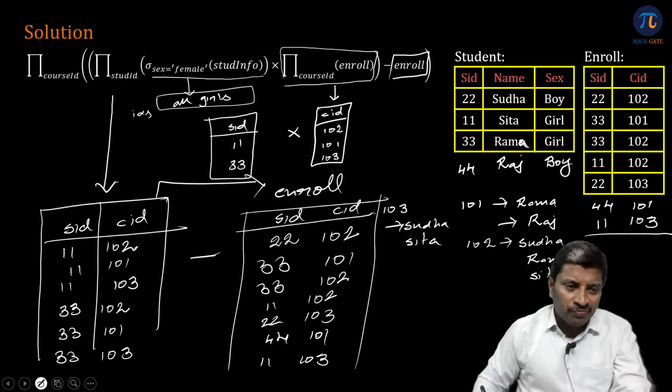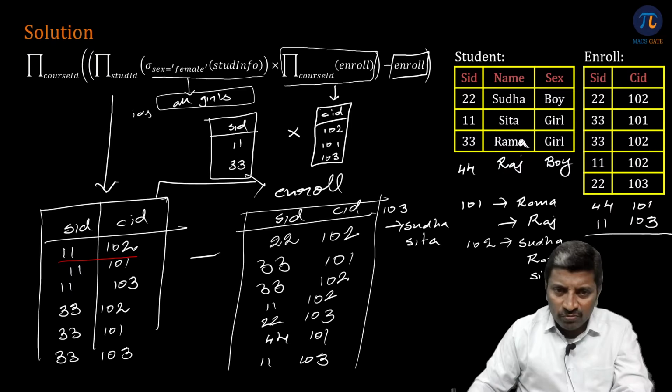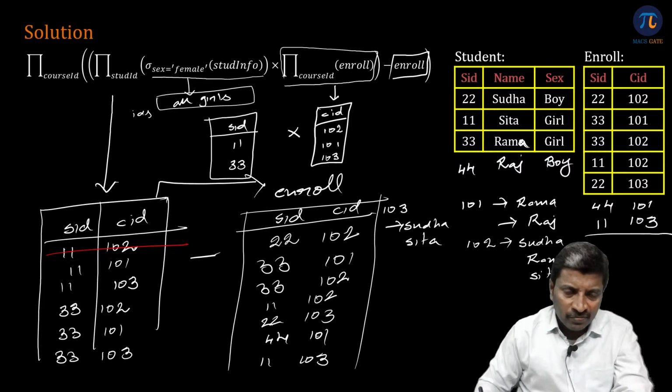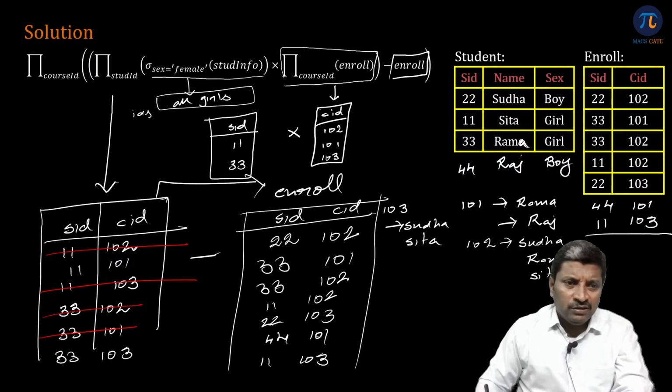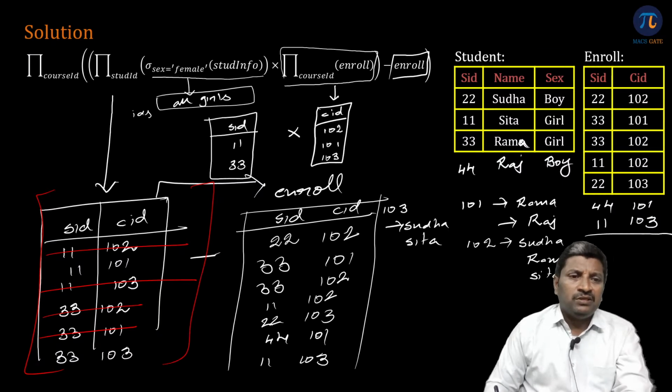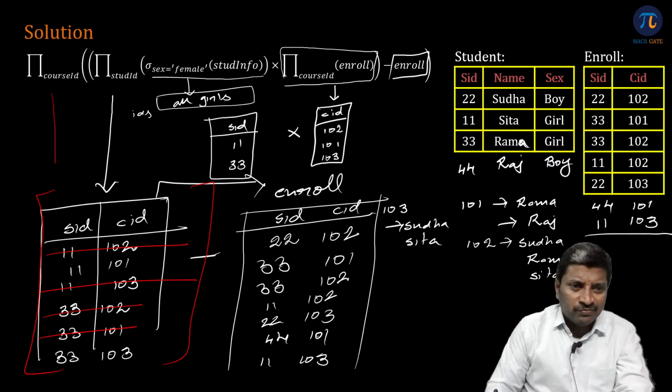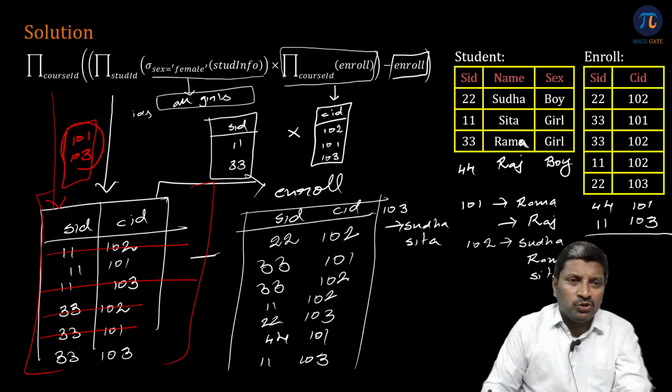How to subtract it? Take the first record, 11, 102, it is present. Delete it. 11, 101, it is not present. So leave it. 11, 103, it is present. Then 33, 102, it is present. 33, 101, it is present. 33, 103, it is not present. Fine. So we have only two records. One is 11, 101, one is 33, 103. Then from this you are selecting course IDs. If you select course IDs, what do you get? 101, 103. They are the only two courses.